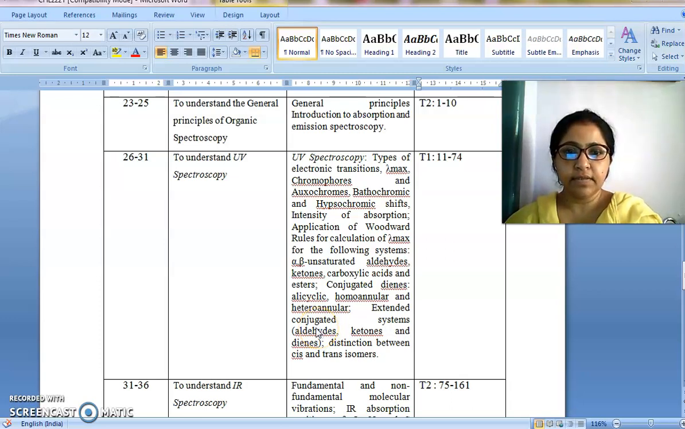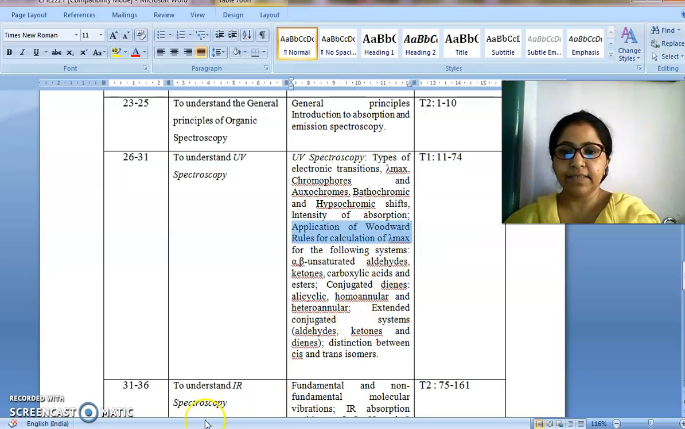Good afternoon, students. We will be discussing today the topic that is mentioned here: application of Woodward rules for calculation of lambda max for the following systems. So this will be our topic today. Before we go to the specific compounds, we will first know what is Woodward's rule for the calculation of lambda max.